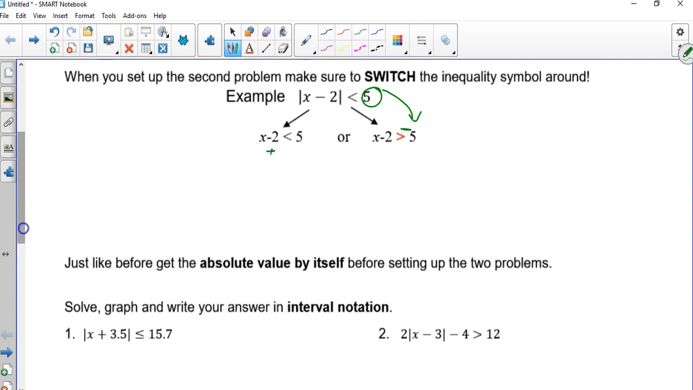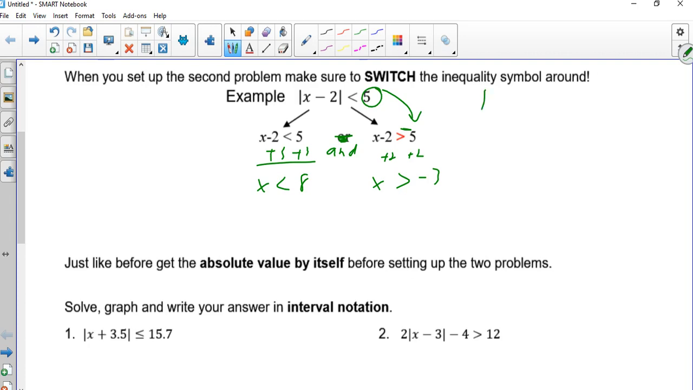So now we're going to add 3 to both sides. And we get x is less than 8. Or add 2 to both sides. X is greater than -3. Sorry, there's one more typo. This should be the word and. So just a little hint.